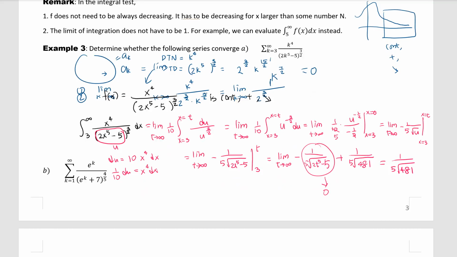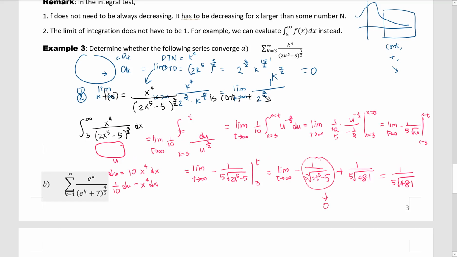So we get a finite number. It means the integral converges.